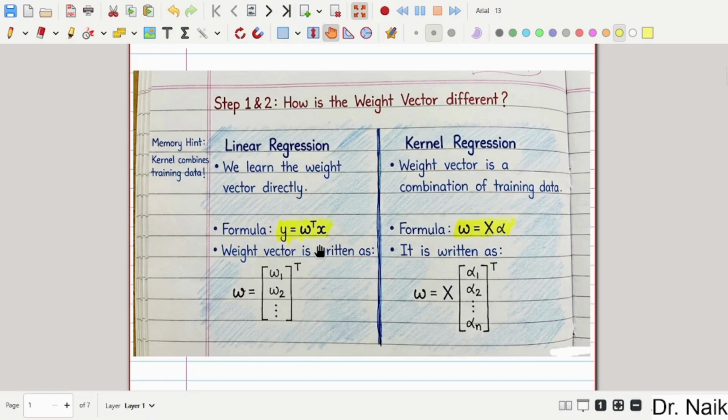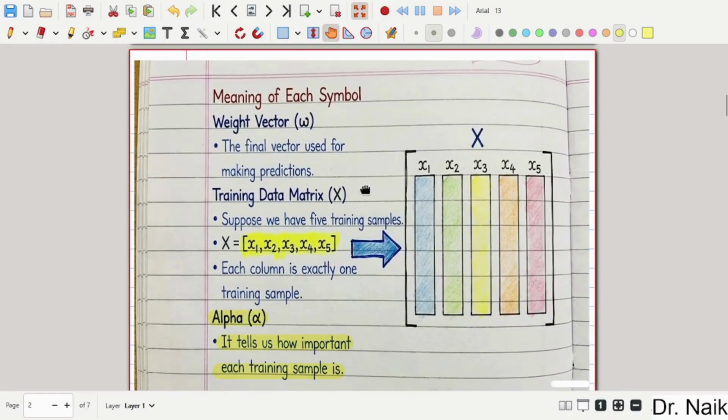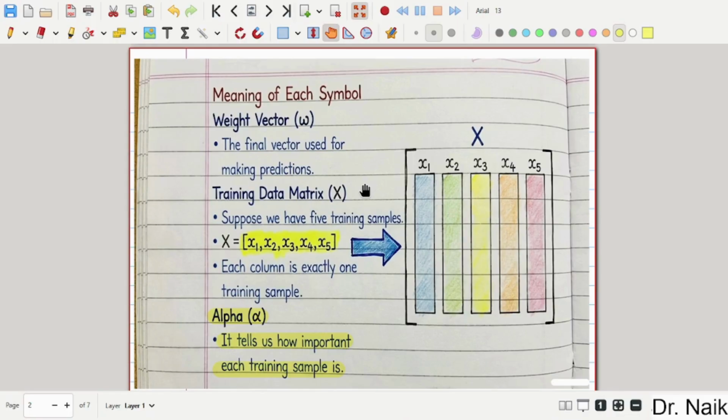The formula in linear regression is y is equal to w transpose x, and the weight vector is written as w is equal to the column vector w1, w2, up to wn, transpose. Whereas in kernel regression, the formula for w is x multiplied by alpha, written as w is equal to x times the column vector alpha 1, alpha 2, up to alpha n. The weight vector is the final vector used for making predictions.